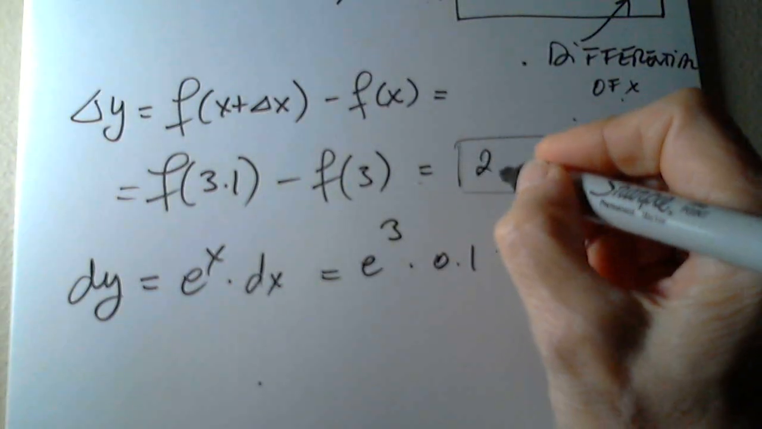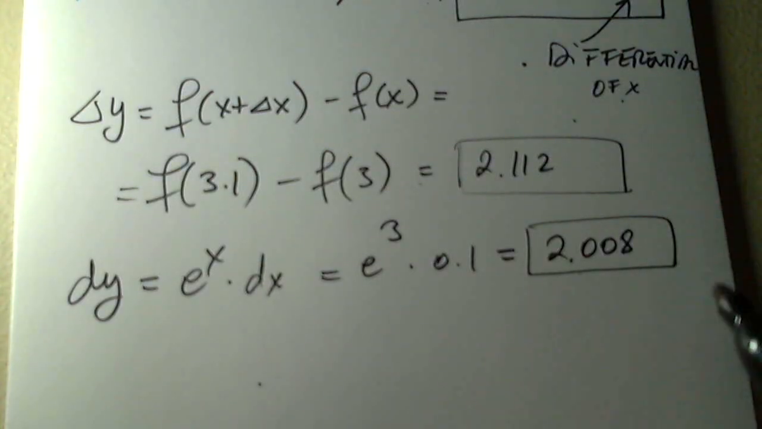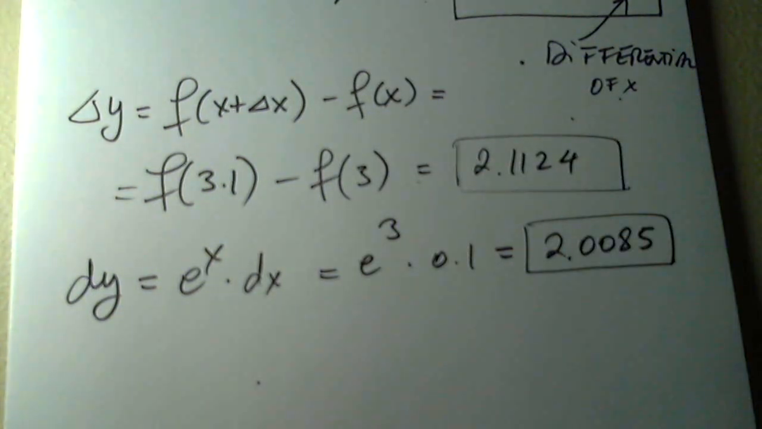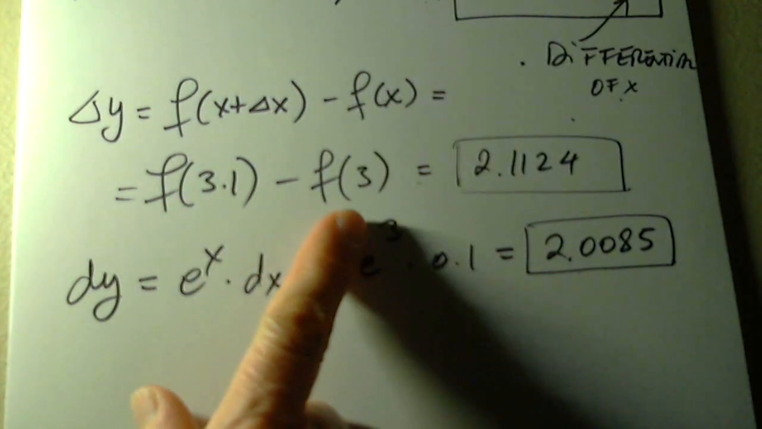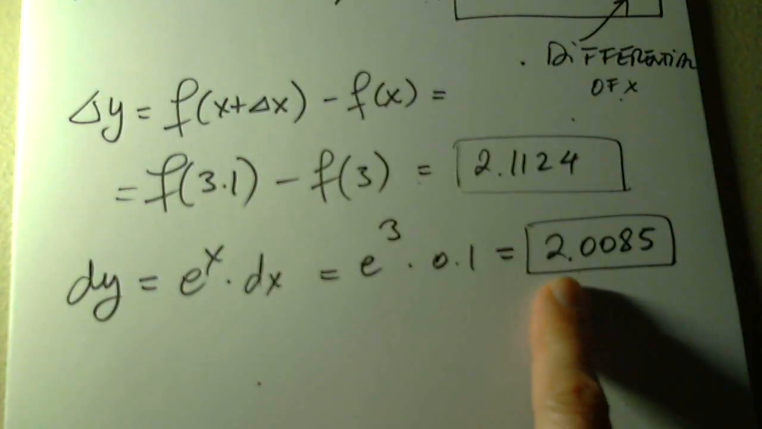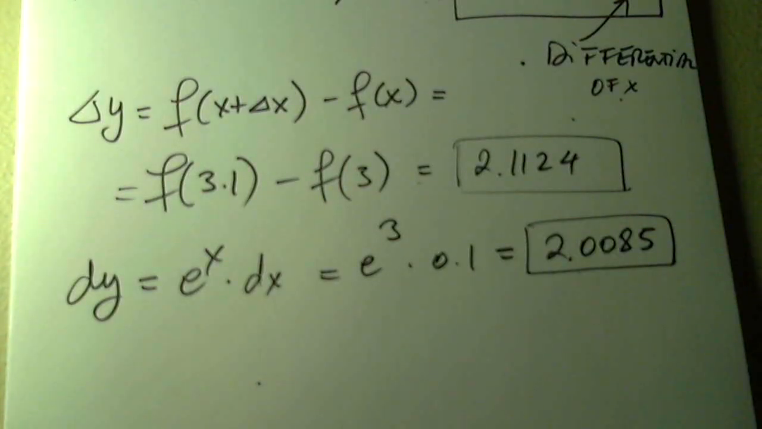So the first one is 2.112 and the other one is 2.0085 or 985. Let me copy 4 digits. So the actual difference is this. And what we are getting is, if I want to round up to the hundredth, then I have 2.01. Okay.